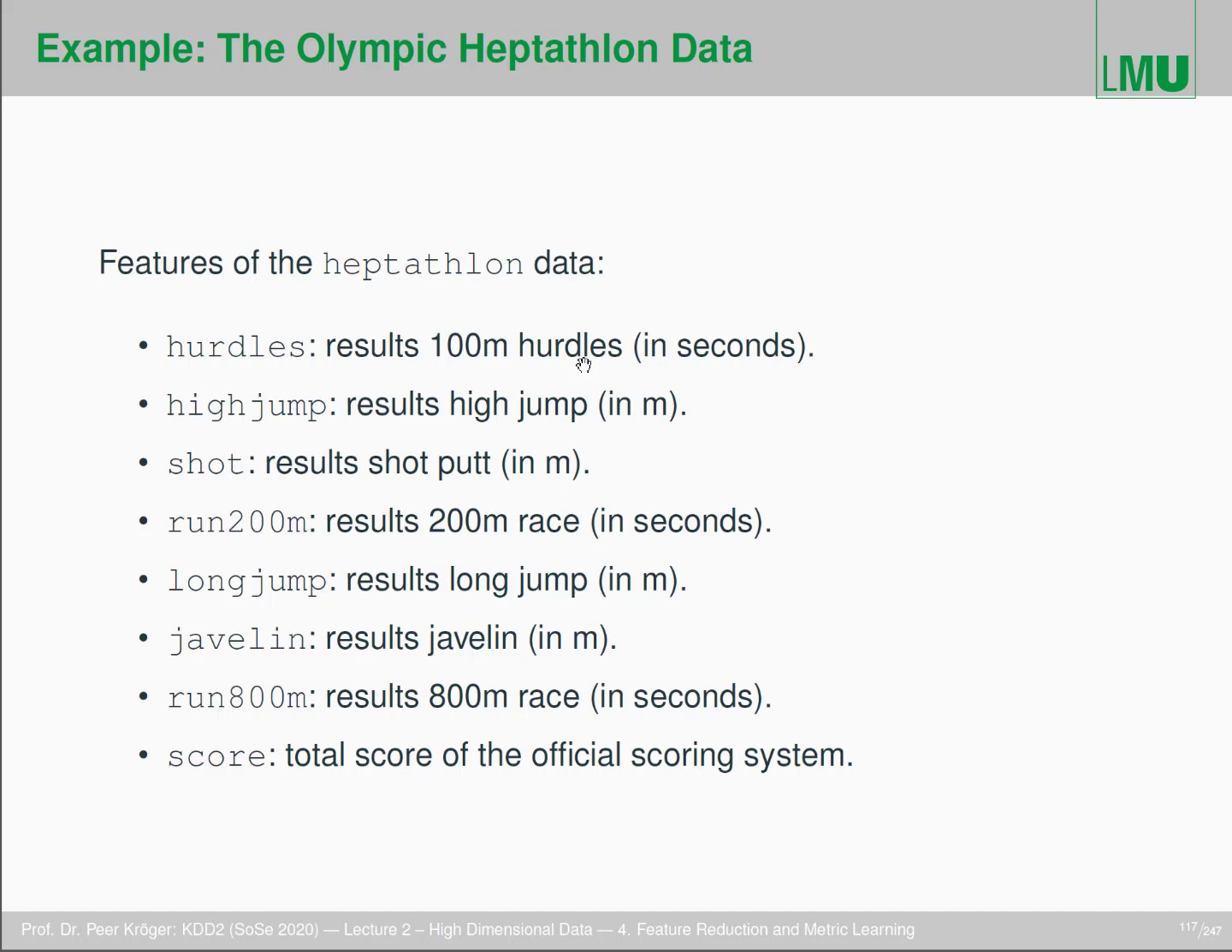Anyway, what I wanted to tell you is that all of the athletes did all those disciplines and got results, and the results are transferred into scores. The 7 individual scores are just summed up to give a total score, which is the total score of the official scoring system, and this is stored in this 8th feature here, the score feature.